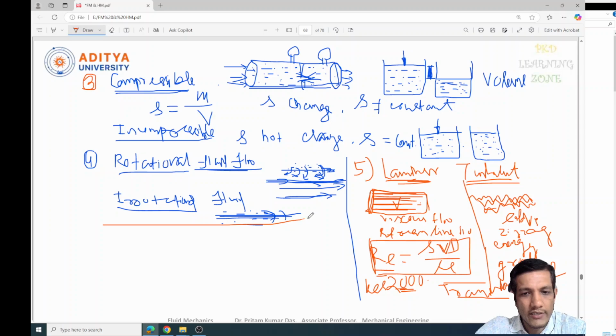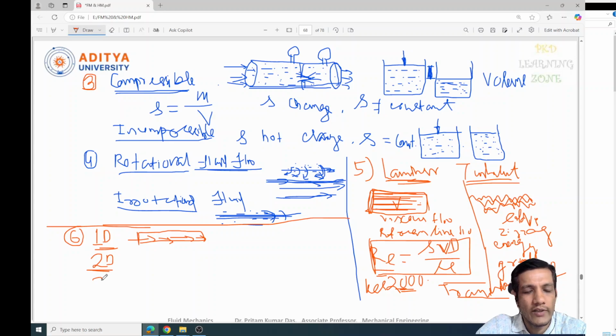Now the next one is the last one, and I'll close it here: one-dimensional, two-dimensional, and three-dimensional flow. This is very simple. When the fluid is moving in only one direction in the pipe, suppose the fluid is moving like this, and only one direction, one space, is considered, then it is called a one-dimensional flow. I'll tell you the definition.